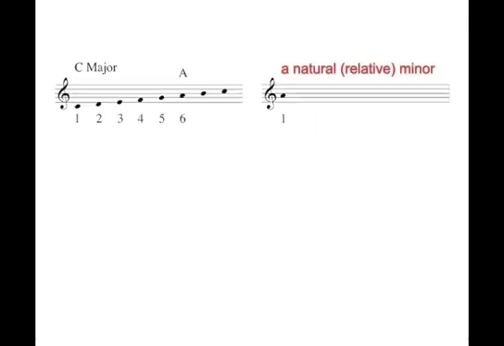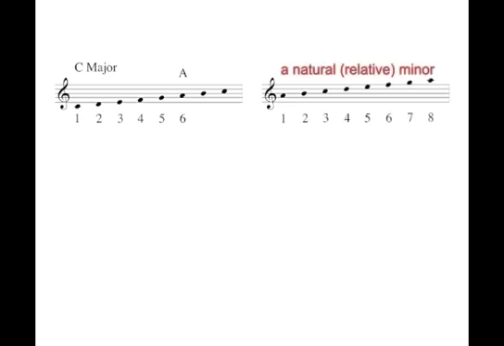Now that we know the tonic of the relative minor scale, building that scale is pretty straightforward. The major scale and its relative minor, so in this case the C major scale and the A natural, or relative minor scale, use the same key signature. So now that we know the tonic, all we need to do is build an 8-note scale from that tonic. In this case, it's going to be from A to A using the same key signature as C major.